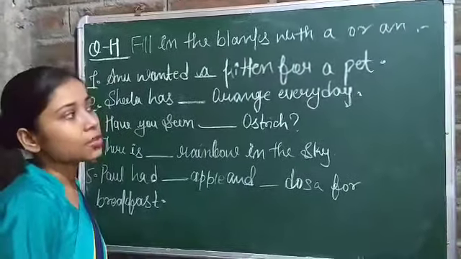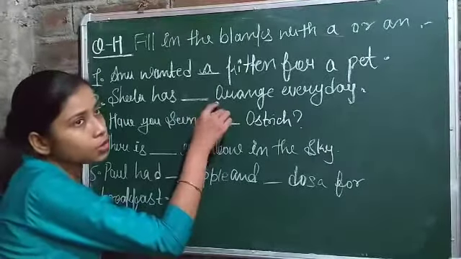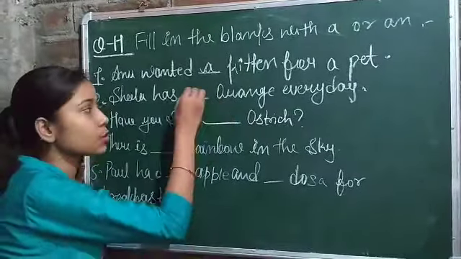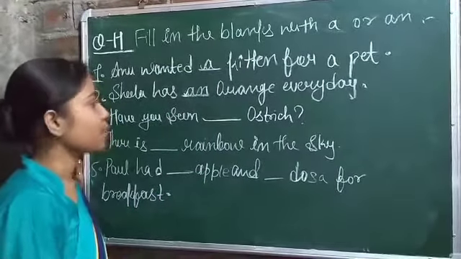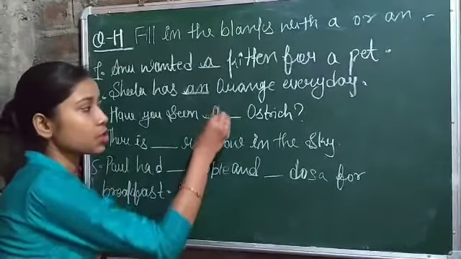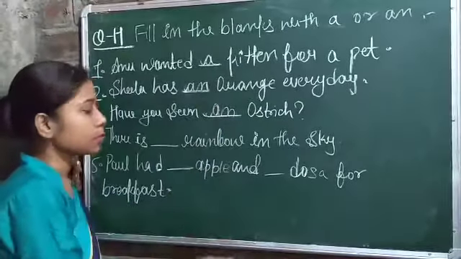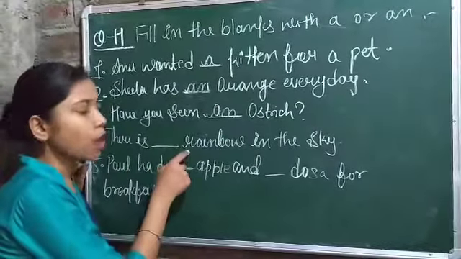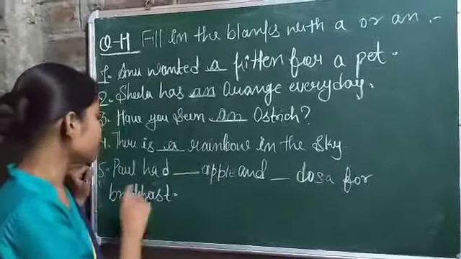Sheila has dash orange every day. Orange, O is a vowel. So what we have to use? AN. Sheila has an orange every day. Have you seen dash ostrich? Ostrich is O, like the previous one. So what we have to use? AN. There is a rainbow. R is a consonant. So what we have to use? A. There is a rainbow in the sky.